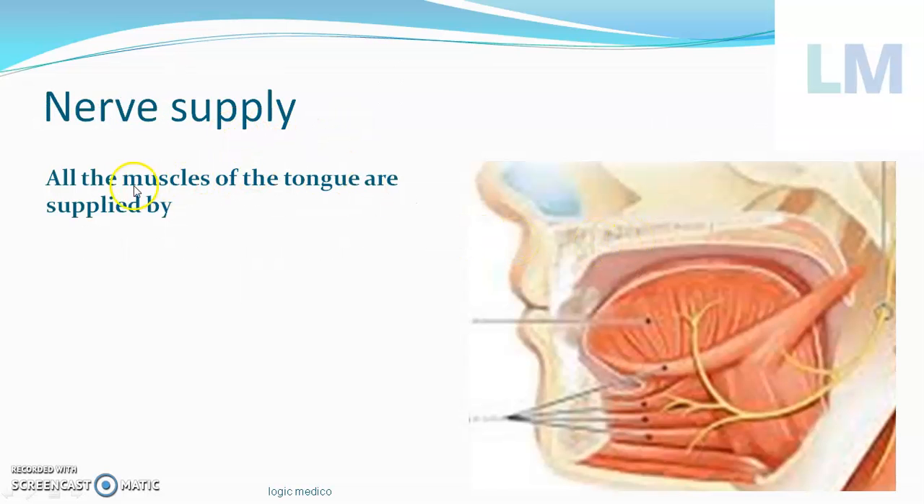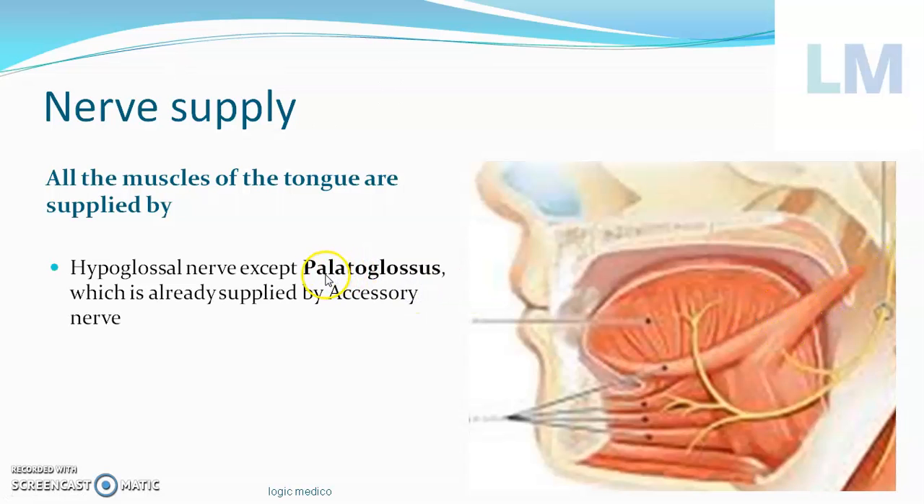The nerve supply is very interesting. All the muscles of the tongue are supplied by the nerve coming underneath the tongue, called the hypoglossal nerve, except this muscle. The muscle name is palatoglossus. This palatoglossus is actually a muscle of the palate and a muscle of the tongue. Therefore it is supplied by either the nerve of the palate or the nerve of the tongue. In this case, the palatoglossus is supplied by the nerve of the soft palate, which is the accessory nerve or the 11th cranial nerve. Whereas all the other muscles of the tongue are supplied by the hypoglossal nerve, but not palatoglossus.